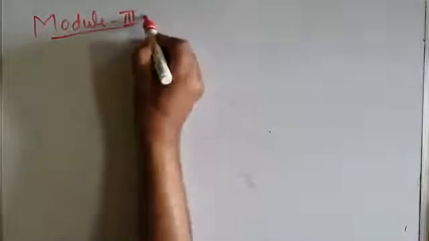Today we are going to start the third module of our course on flexible AC transmission systems. So we are going to start module 3. In module 3 we will be mainly discussing various shunt and series compensators. Shunt compensators especially are SVC and STATCOM, and then there are different types of series compensators also.